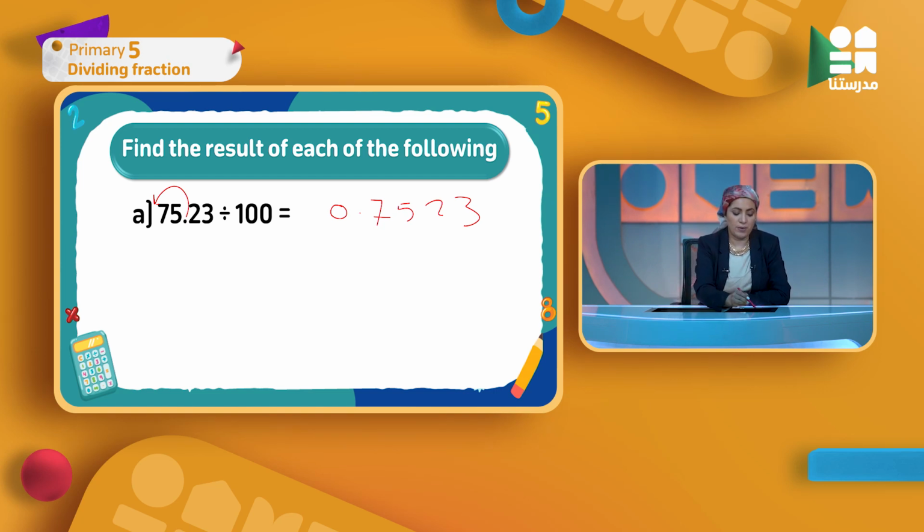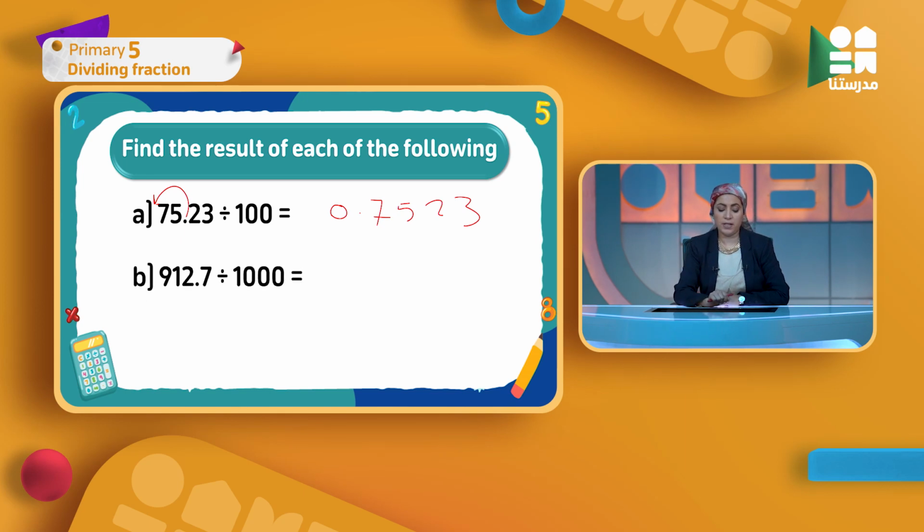Then I moved to the other one. Here 912.7 divided by 1000. How many zeros do I have? I have 3 zeros. Then I will move the decimal point 3 places also to the left. Then the answer will be 0.9127. Okay, now let's move to the third example.